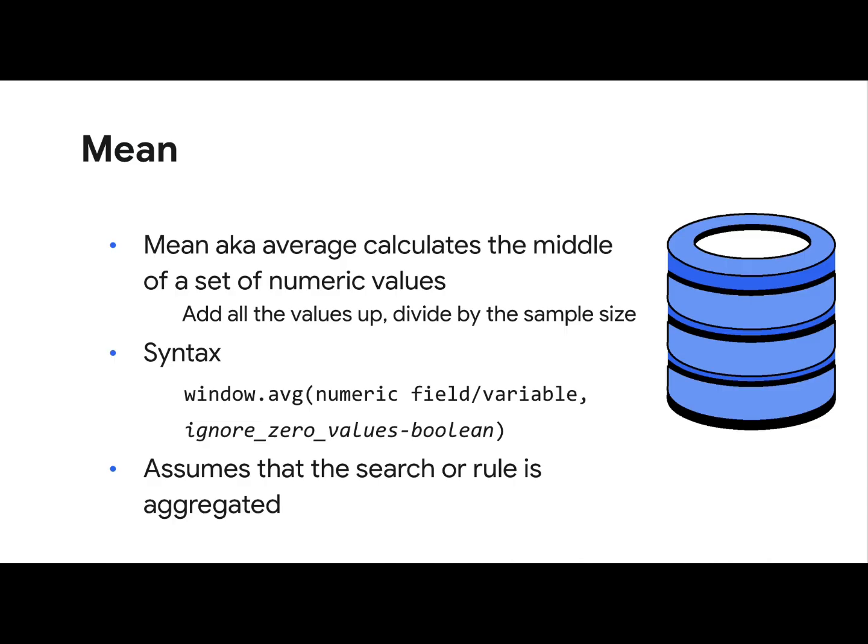In the meantime, the function for average, called window.avg, accepts two arguments: the numeric field or variable that is going to be used to calculate the average, as well as an optional Boolean argument to ignore zero values. If it is not included, it defaults to false and includes all values, including zero values. This function assumes that the data in the rule or search is being aggregated, which means that there is a match section, and this function will be used in the outcome section.